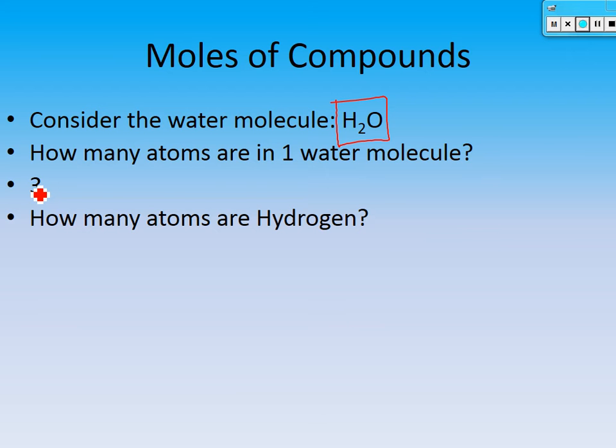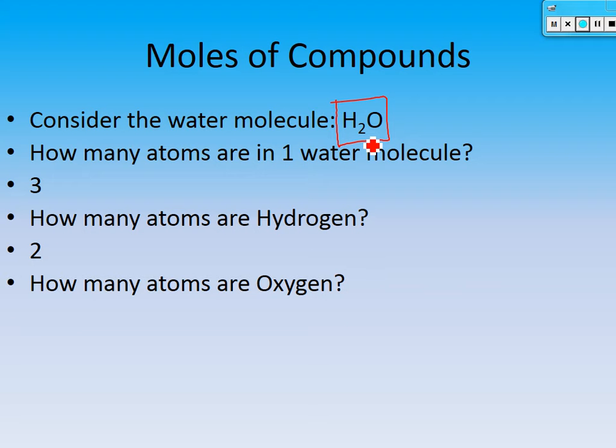Second question, let me ask you this. How many atoms are hydrogen? 2. Here's hydrogen, and we've got 2 of them. So the answer there is 2. Now, final one. How many atoms are oxygen in one water molecule? Well, just 1.